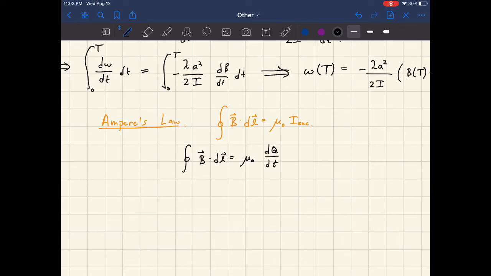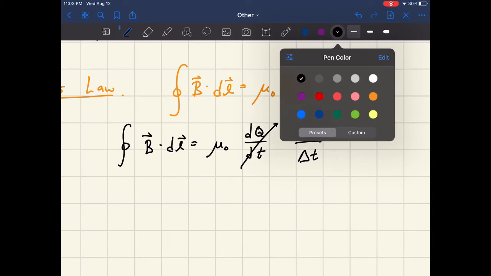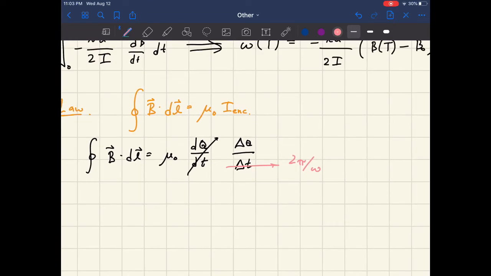Okay. Since your charge is going to be changing linearly, we can just consider this to be delta q over delta t, and that makes it much easier for us. The reason is that this delta t can be replaced with 2 pi over omega, because your delta t is essentially the period of your rotation. If you remember from simple harmonic motion, T is equal to 2 pi over omega, so you're just substituting 2 pi over omega for the period.